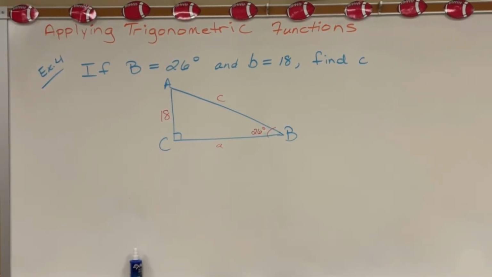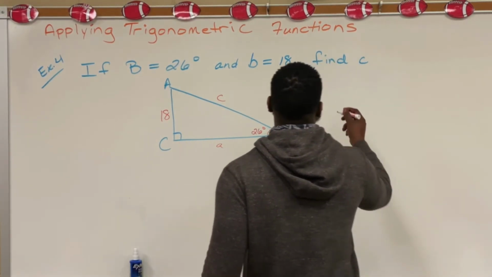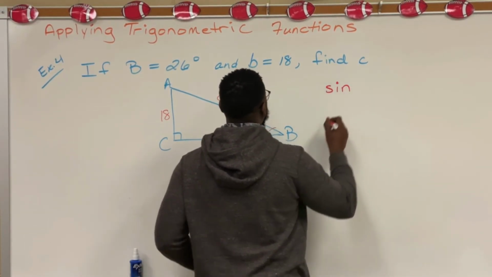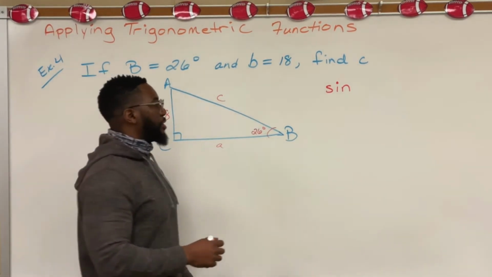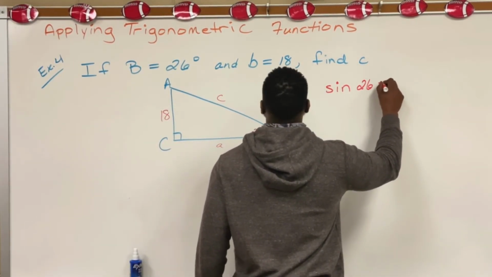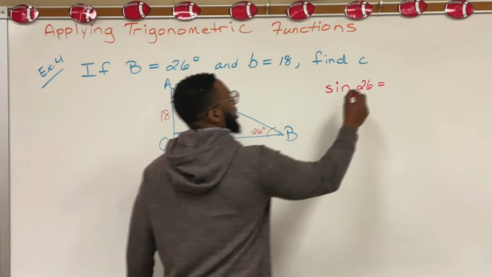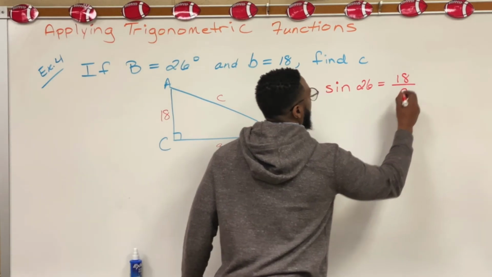Example 4. If angle B equals 26 degrees and side B equals 18, find C. All right, so they're telling us to find C, so right off the top we know that we're going to use the hypotenuse in this equation. And they give us side 18, which is the opposite. So we know that we're going to use opposite over hypotenuse, which is sine. So the sine of 26 equals opposite 18 over hypotenuse C.